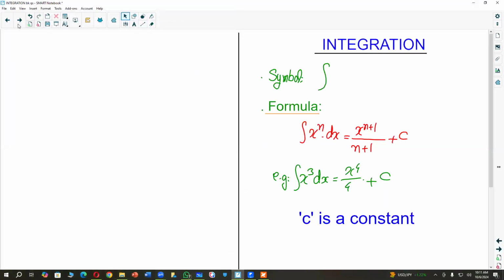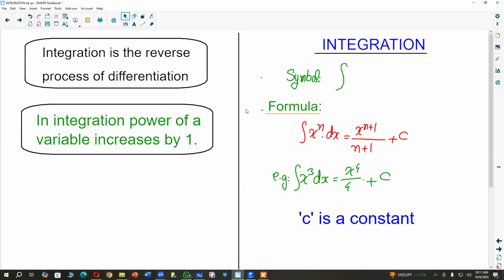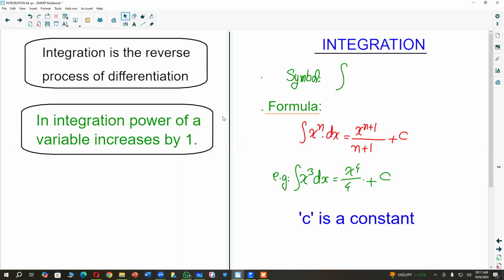Okay, so integration is the reverse of differentiation. Look at this screen. Integration is the reverse process of differentiation. In integration, the power of a variable increases by 1. So when you integrate, you are actually updating a variable. You have to copy this.